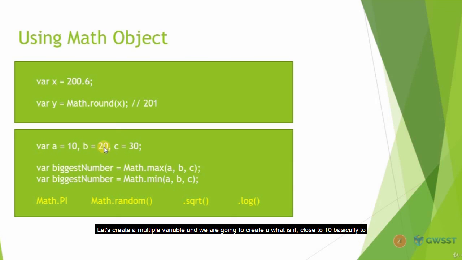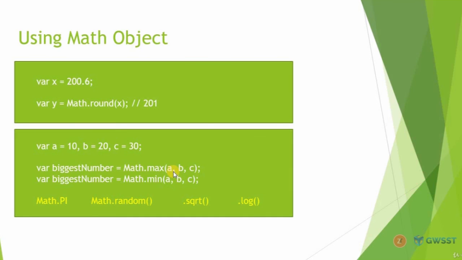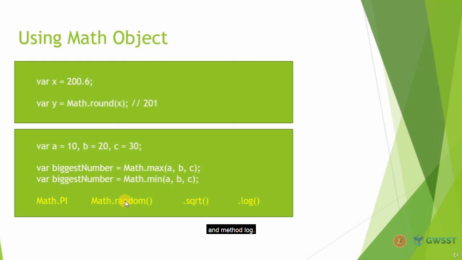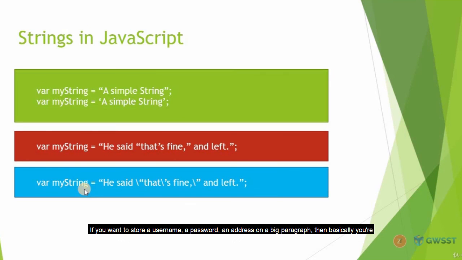In the same way, let's create multiple variables: var a is equal to 10, b is equal to 20, c is equal to 30. Now if you want to find the biggest number within these variables, you can create a variable called biggestNumber and say Math.max and put in all the variables you want to compare. It's going to find the biggest number and give you the output. In the same way we have min, and there are some other options available like Math.PI, Math.random, Math.sqrt, and Math.log.